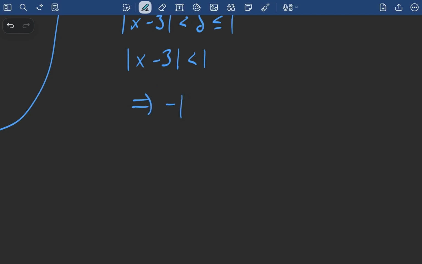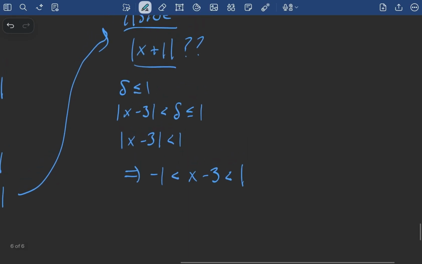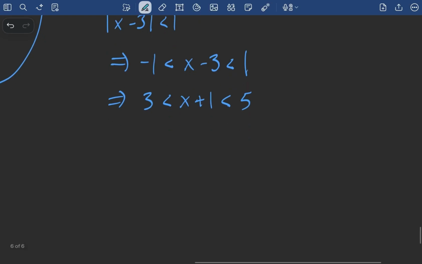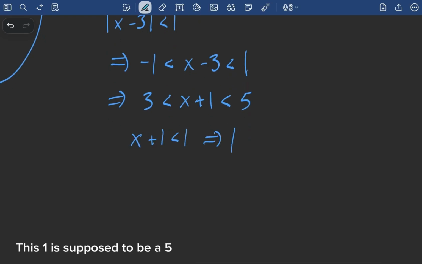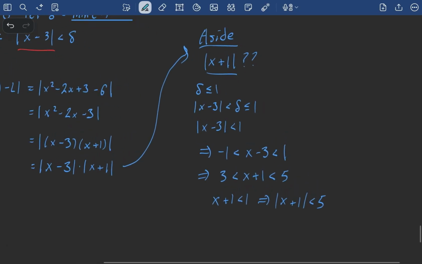This tells us that x minus 3 is between -1 and 1, and so if we add 4 to the entire inequality, just to get x plus 1 in there, we end up getting 3 being less than x plus 1 being less than 5. We end up with x plus 1 is less than 5. And that implies that the absolute value of x plus 1 is less than 5. And would you look at that? Now we have a bound for x plus 1.